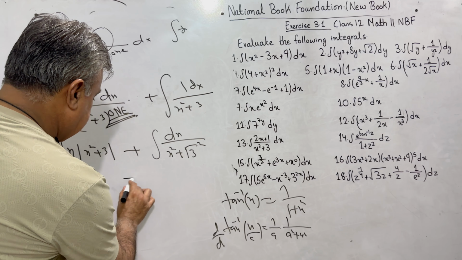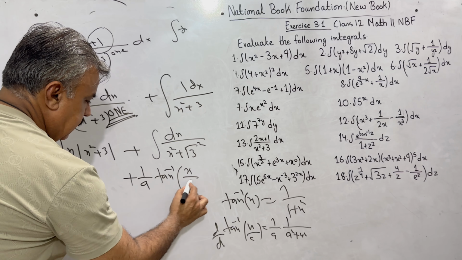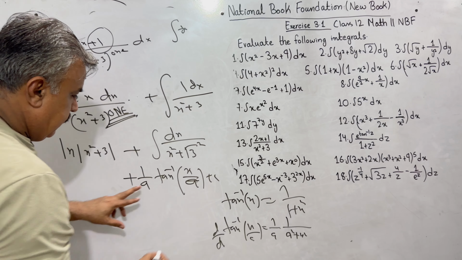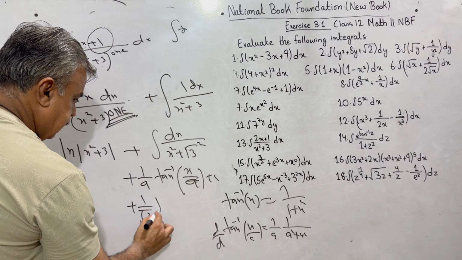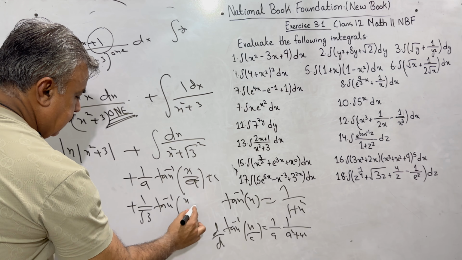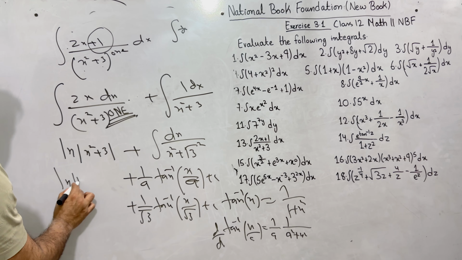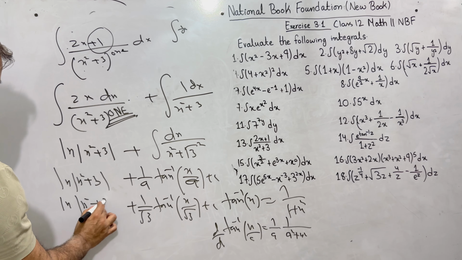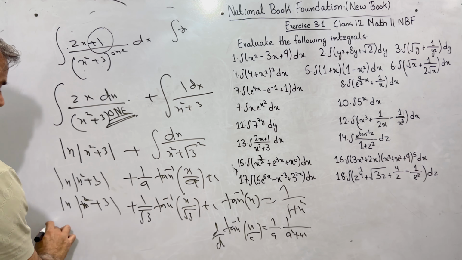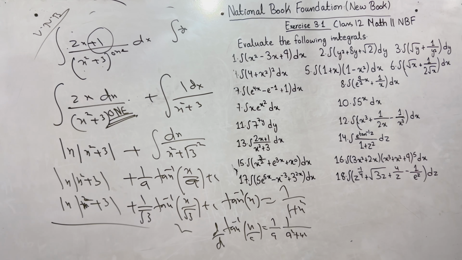Its integration is given by 1 over a tan inverse of x over a plus c. Here x is x and a is root 3. So we have 1 over root 3 tan inverse of x over root 3 plus c. The other part is the same: ln of x square plus 3 as it is. That's our answer. To me, this is the good question from your whole exercise.